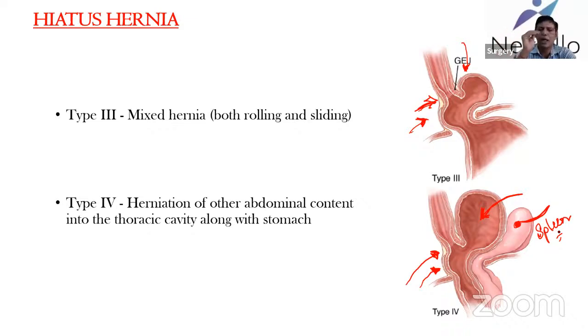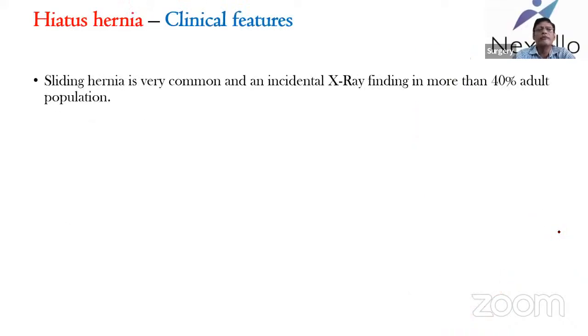And this is known as type 4 hiatal hernia, which is the herniation of the other abdominal content into the thoracic cavity along with the stomach. It may be the liver, it may be the spleen, or it may be any other organ that has herniated into the thoracic cavity. So now, this hernia that we have, what are the clinical features? How does it present to us?